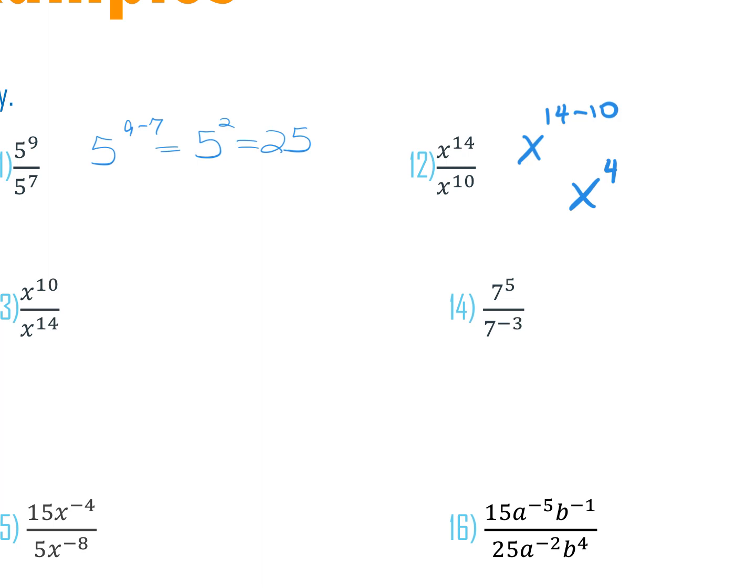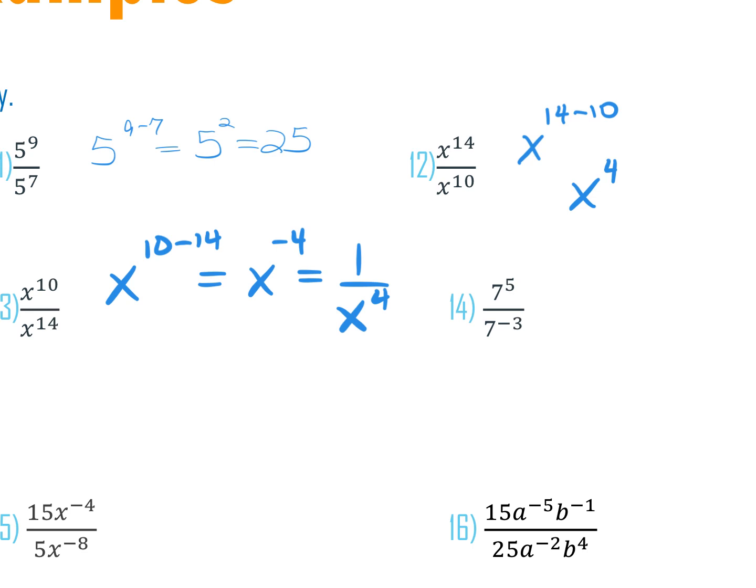Now notice number 13, they flipped it. I'm still doing the same thing. I'm doing 10 minus 14, but this time when I do 10 minus 14, I get a negative exponent. Remember, all answers need to be left with positive exponents, so now I need to flip this to the denominator. And that would be your final answer.